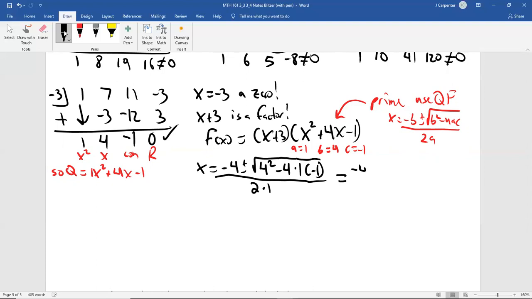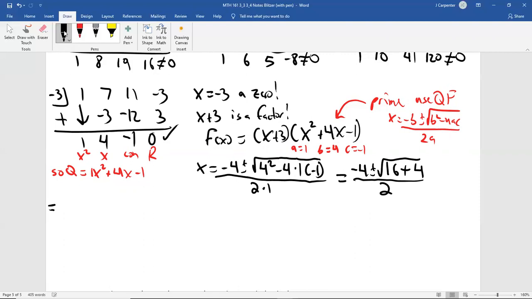So that's -4 plus or minus the square root of 16, is it minus or plus 4? Let's see. We got a -4 times a -1 at the end. So those two negatives cancel. It actually makes a +4. It's very common for people to make sign mistakes there. And in the bottom, 2 times 1 is 2.